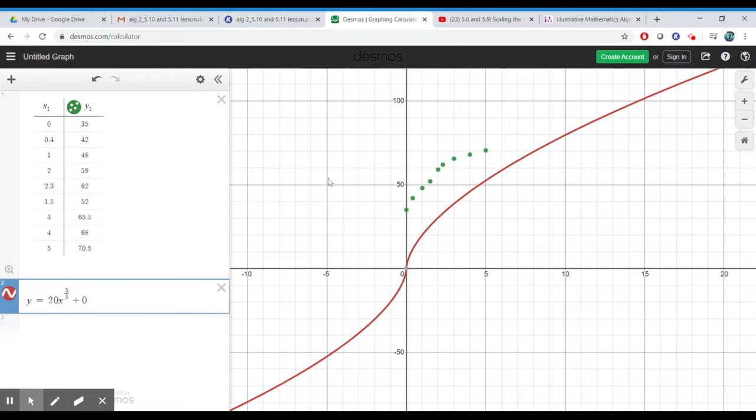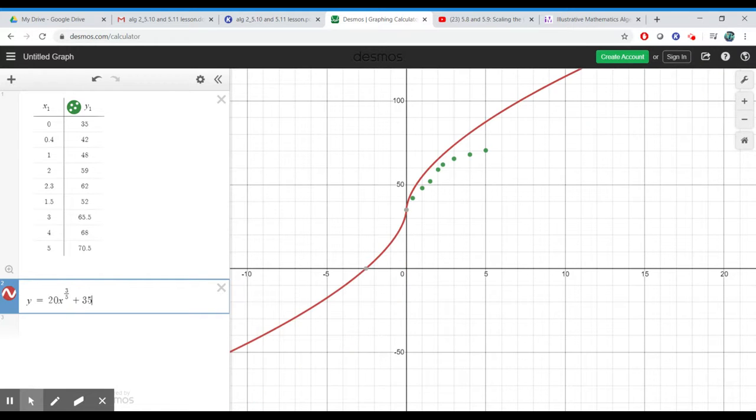original graph. What I could do is look over on my table here and see that my first point on the table is 0, 35. So that's going to be this point right here in Desmos. So I know that this graph already passes through 0, 0. If I want to make it pass through 0, 35 instead, I can just add 35. That'll shift everything on my graph up 35 units, and we'll be passing through that point perfectly.